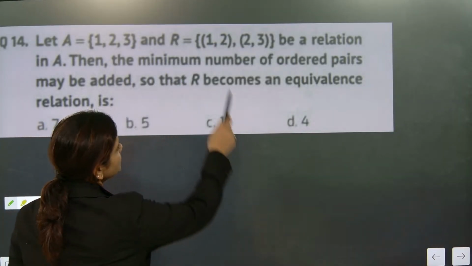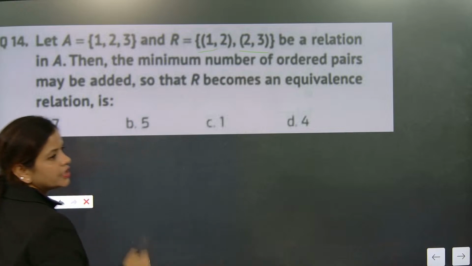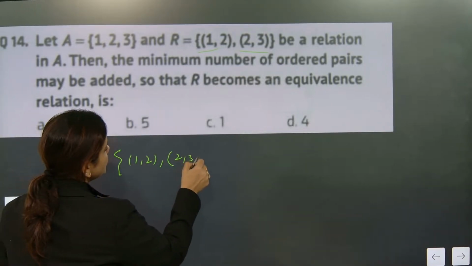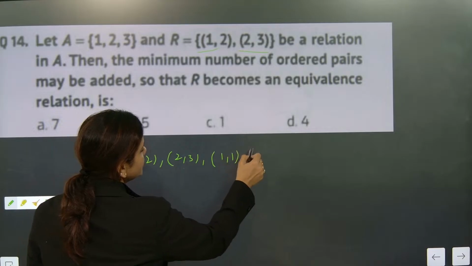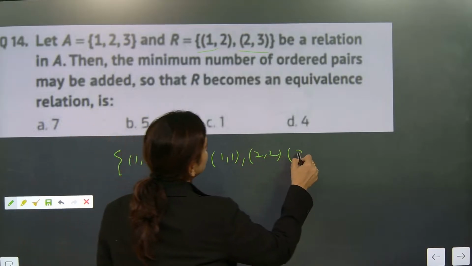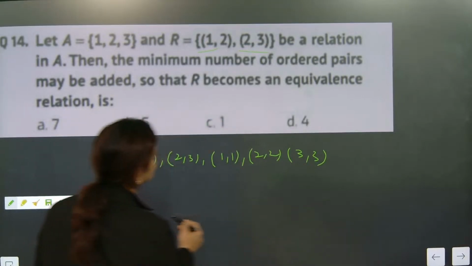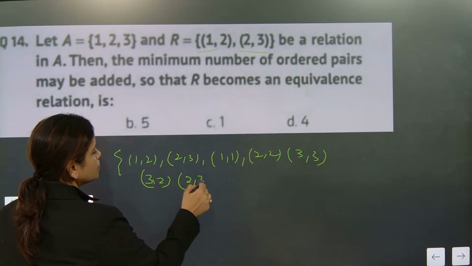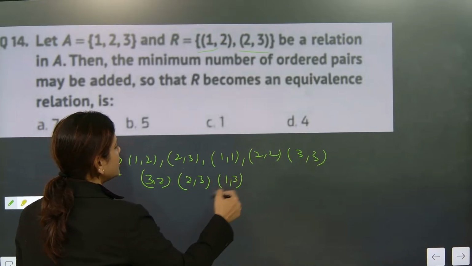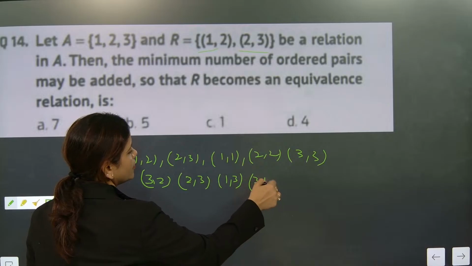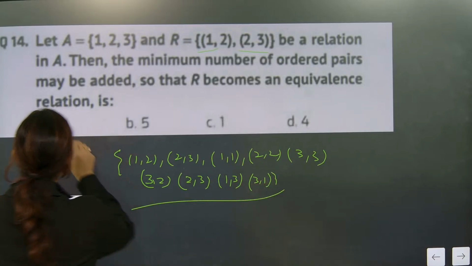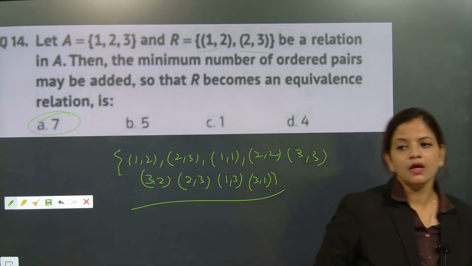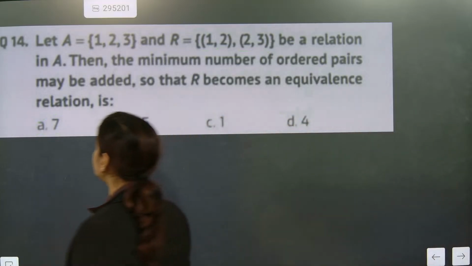In this, two elements were given, 1, 2 and 2, 3. So when 1, 2 is there and 2, 3 is there, then how many elements are missing? 1, 1, 2, 2, 3, 3. After that, 3, 2, 2, 3, 1, 3 and 3, 1. So that means all 7 elements. Total how many elements were missing? 7 elements. So we did that part also. Now we are going for the next one.